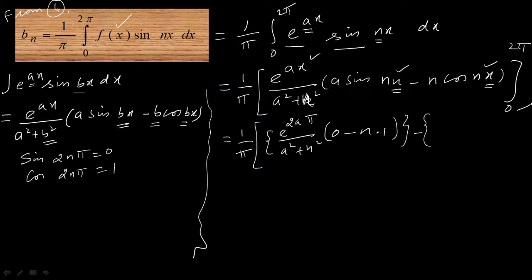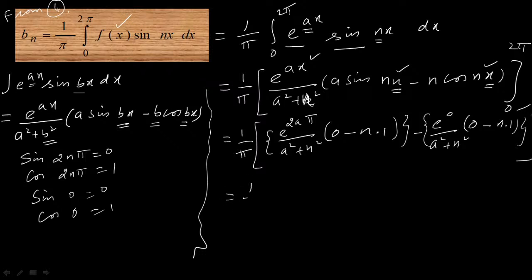Minus, coming to the lower limit. So if you replace the value of x by 0, e power a product 0, that is e power 0 divided by a square plus n square of, here itself you know the formula, sin 0 value is 0. So if you replace this x by 0, sin 0 becomes 0. So here first term becomes 0, minus n product cos, if you replace this x by 0, cos 0 value is 1. So you have n product 1, that's all.